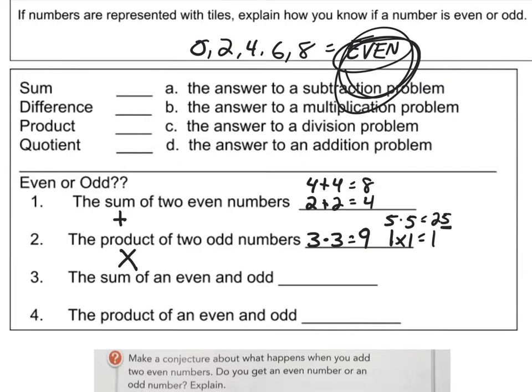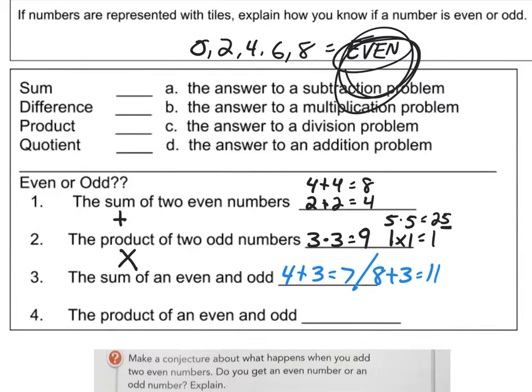Let's go to the next one. The sum of an even and an odd. So let's do an example. Let's say an even, 4, plus an odd, which is 3, is 7. So the sum of an even and odd, I got a 7, which is an odd. Let's do another one. 8 plus 3, 11. The sum of an even and an odd is an odd number.